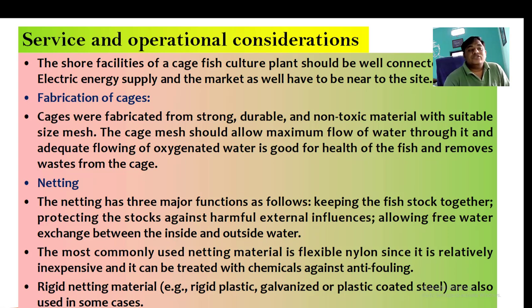Okay, the most commonly used netting material is flexible nylon, since it is relatively inexpensive and it can be treated with chemicals against fouling. No doubt, when we think about cage culture, as I told you when we construct the pen, you just use local material. So in cage culture also, locally available material is important, and this nylon sleeve or other materials are also easily available locally. Rigid netting material, for example rigid plastic, galvanized and plastic coated steels, are also used in some cases.